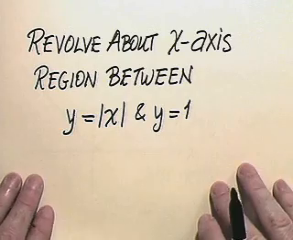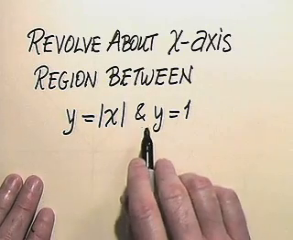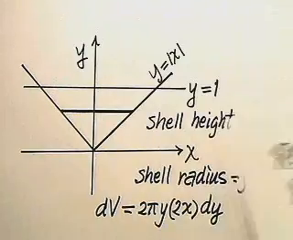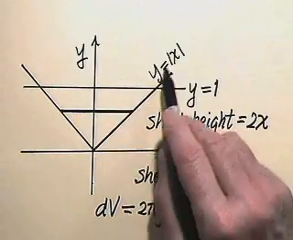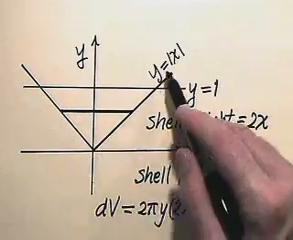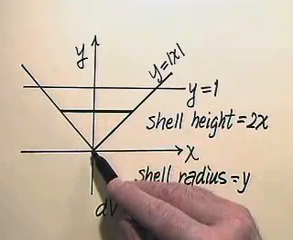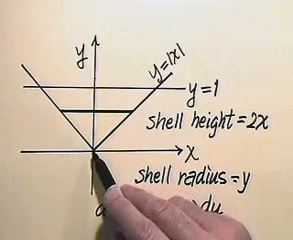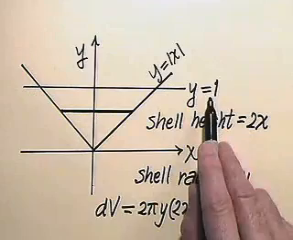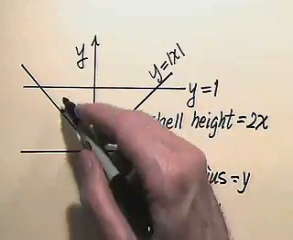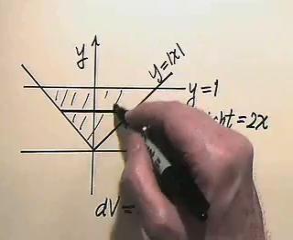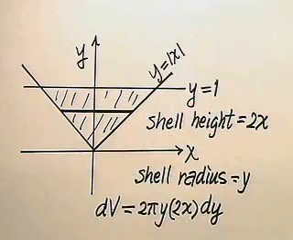Okay, so what we need is a picture of the region that we're talking about, so we begin by graphing those two. Well, we all know that the graph of y equals absolute value of x is V-shaped. It's just the two lines y equals x and y equals negative x, the parts above the horizontal axis. On the other hand, y equals 1 is just a straight horizontal line. So the region we're talking about is this region in here. That's what's between those two.